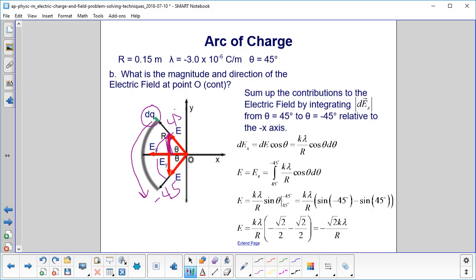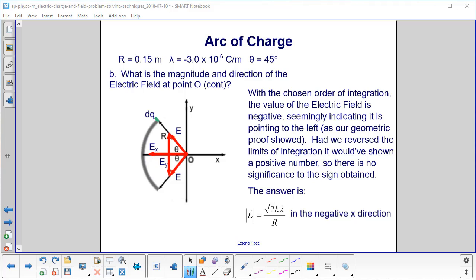So what do we have? Here's our dEx. We're going to have the total electric field. We'll integrate from, again, 45 to negative 45, k lambda over r, cosine theta d theta. The integral of cosine theta, of course, is sine theta. We pull the k lambda over r out in front. We evaluate it between negative 45 and 45, and we get an electric field of negative square root of 2 times k lambda over r.